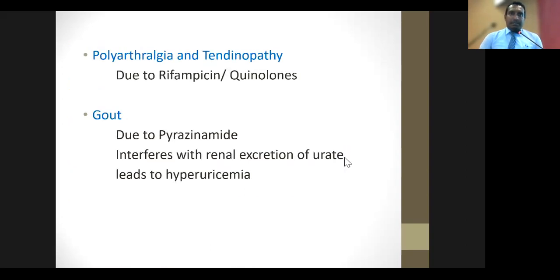There are polyarthralgia and tendinopathy reported due to rifampicin and quinolones as well. And gout is a common occurrence with the use of pyrazinamide, because pyrazinamide interferes with renal excretion of urate, which leads to hyperuricemia. So gout can occur when you are treating a patient with pyrazinamide.